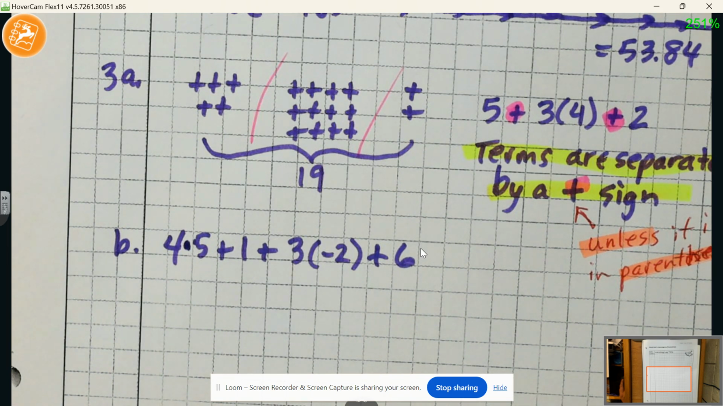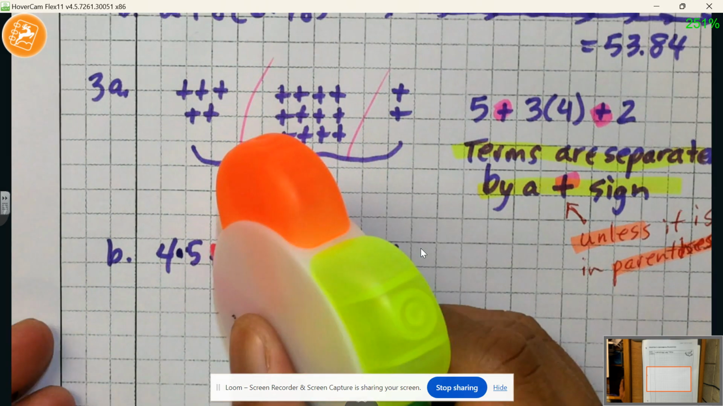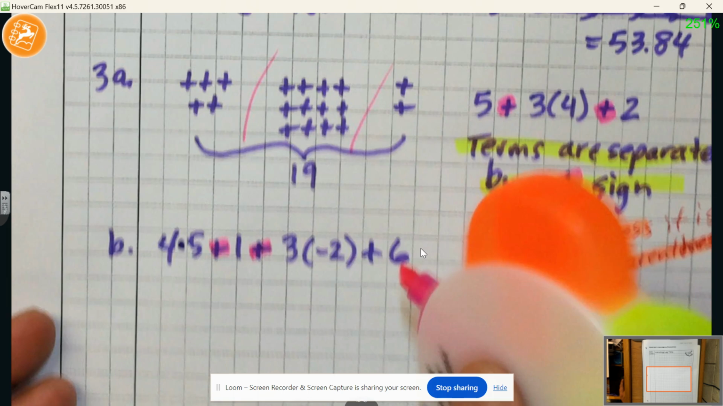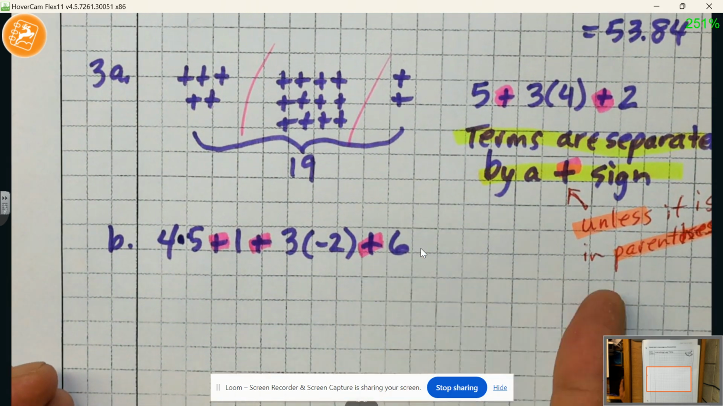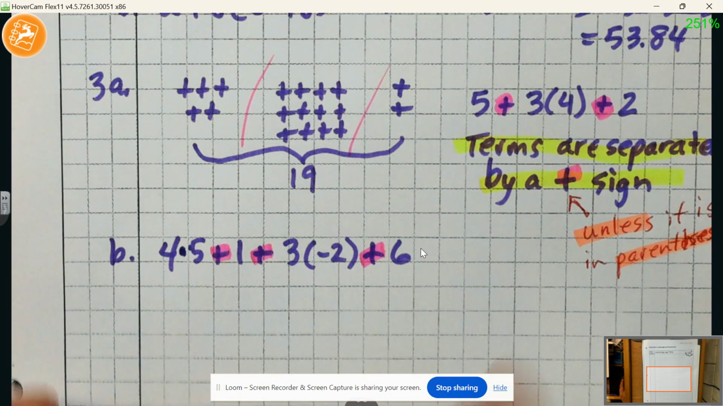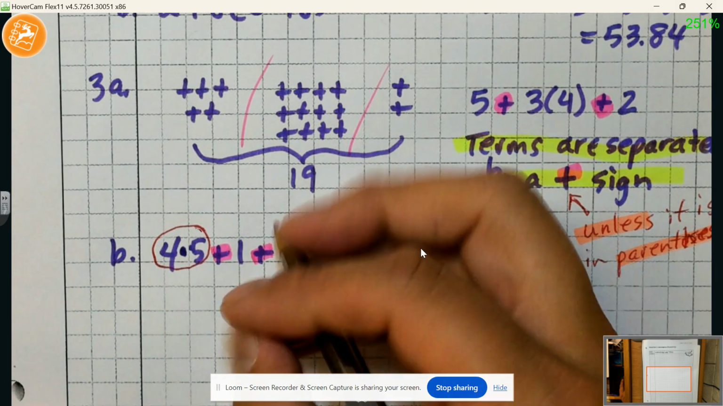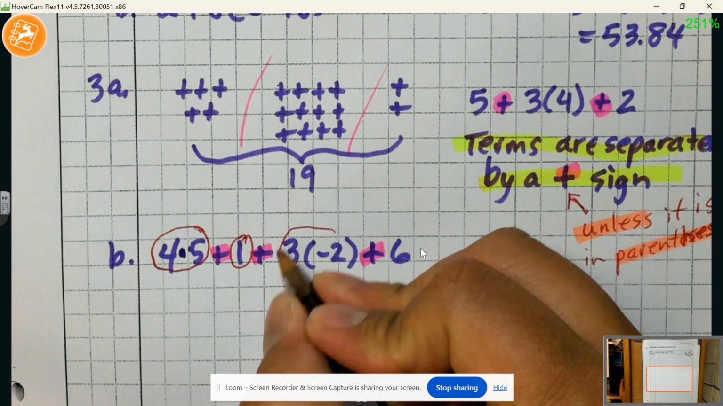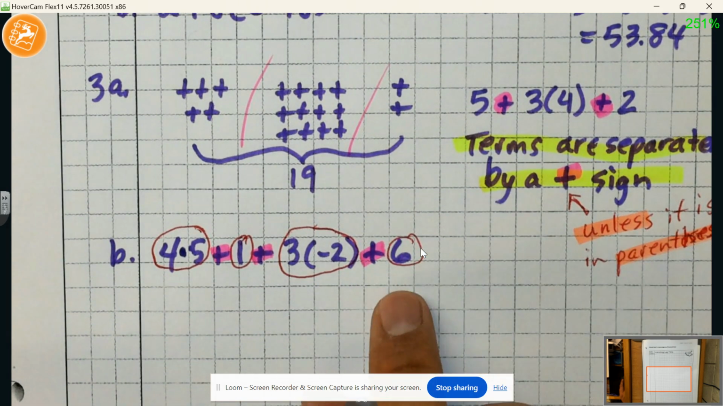So what you should have done is first identify the plus signs. Where do we see the plus signs? We see one here, one here, and one here. And we make sure that that plus sign is not in parentheses, neither is that one, and neither is that one. So our terms are 4 times 5, that's a term. 1, that's a term. 3 groups of negative 2, and 6. So those are all terms.